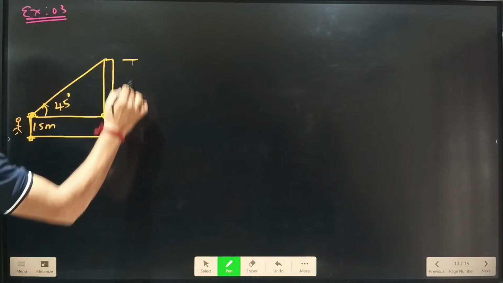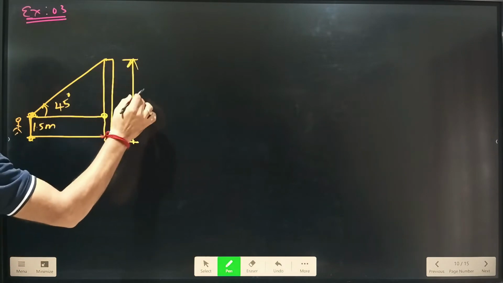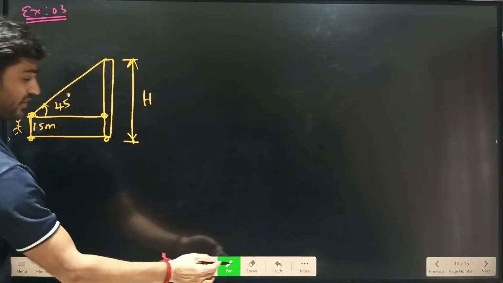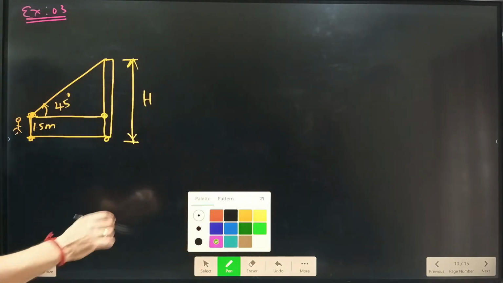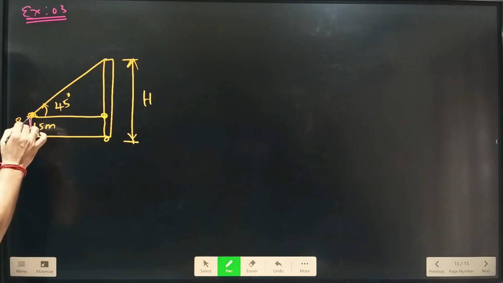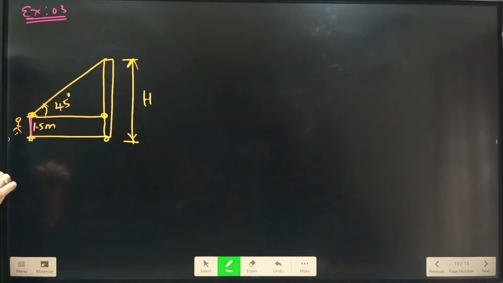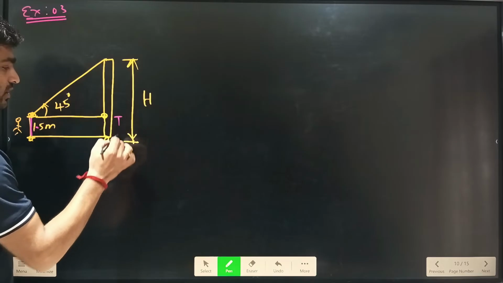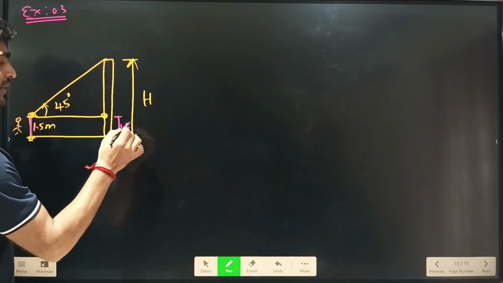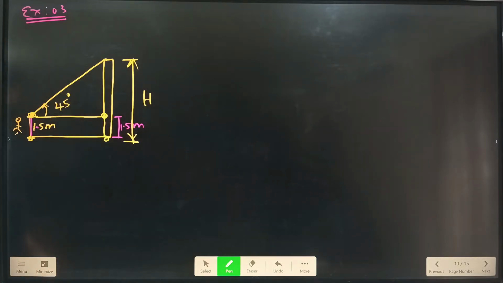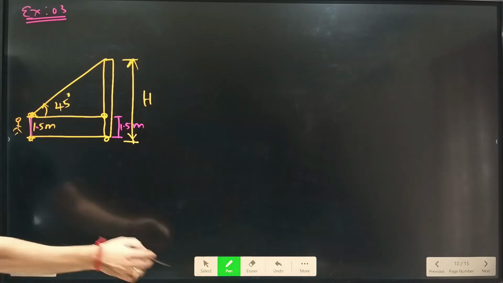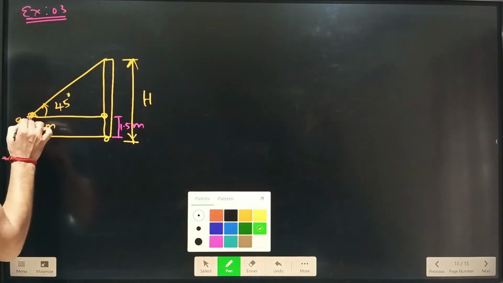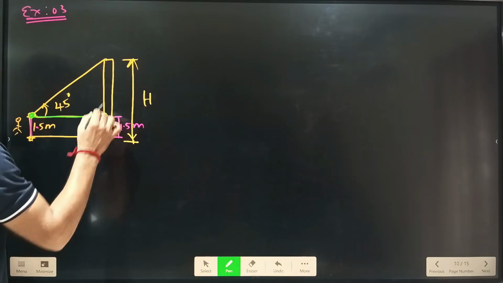Then I want to find the height of the chimney. That's total height is h. But dear friends, here we need to understand the things. This side is 1.5 meter, correct, no? And this side should also be 1.5 meter. Okay na? Next, by observing this carefully, here is a point and this is a point, here is a point.